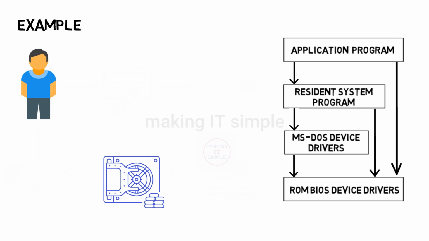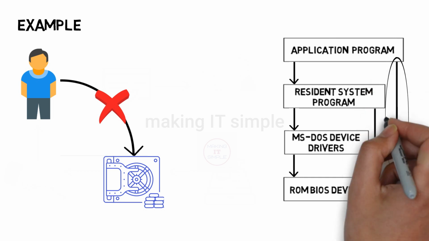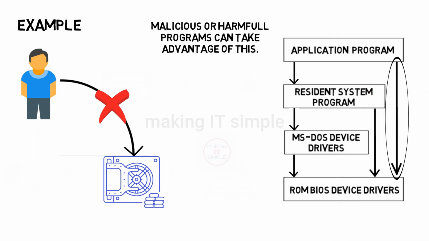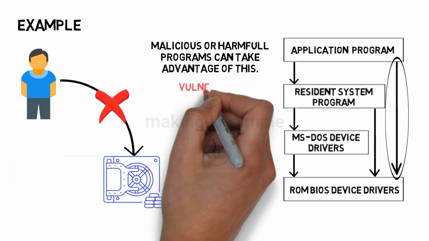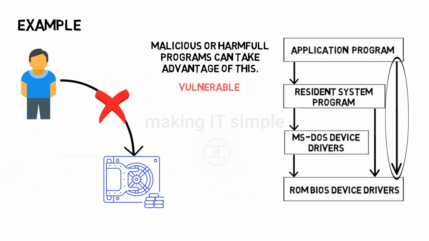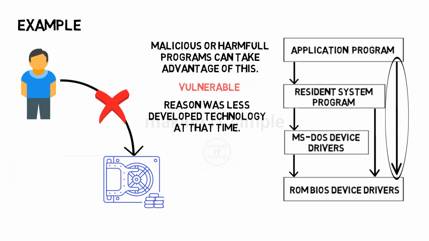What if everyone has access to bank locker? Anyone can directly access the bank locker without any restriction. This is definitely not a good option. Similarly, if every application program has direct access to hardware, malicious or harmful program may take advantage of this. So this makes the system vulnerable. The time when this was designed, the hardware was also not up to the mark, therefore the developers had no choice.